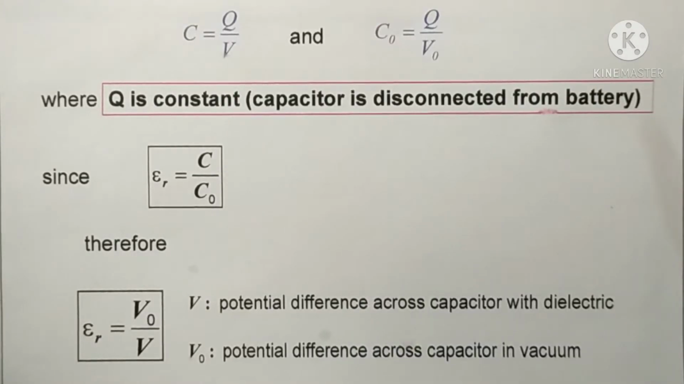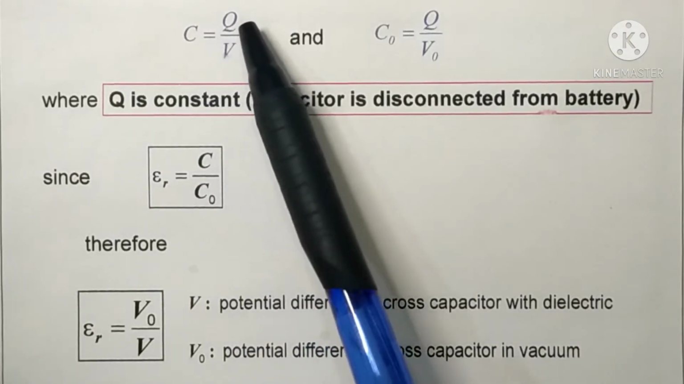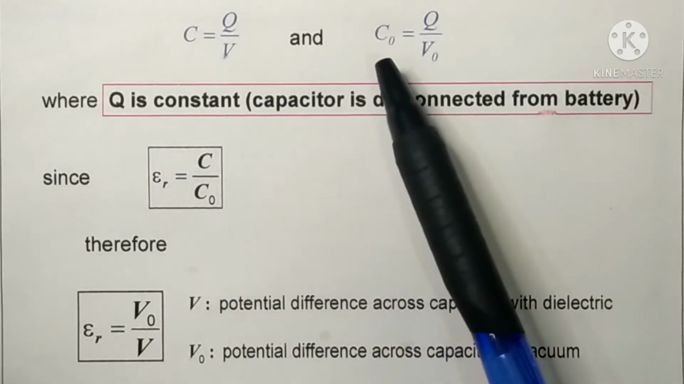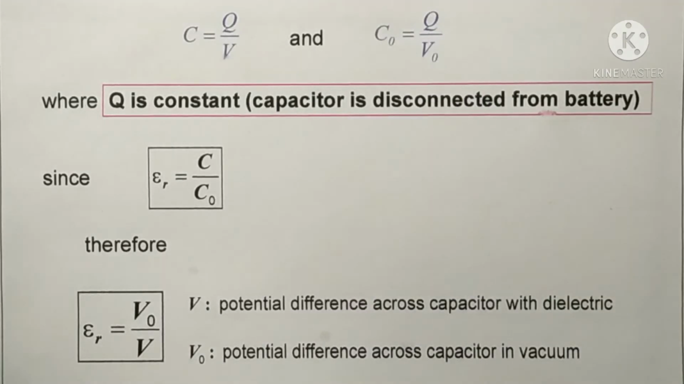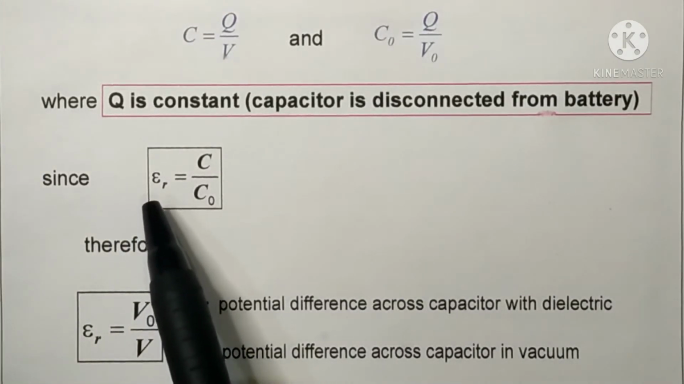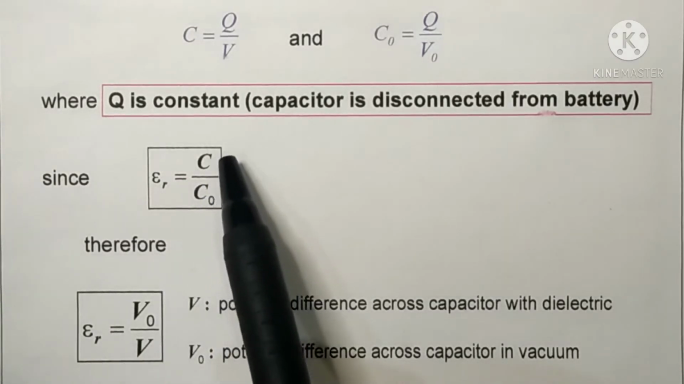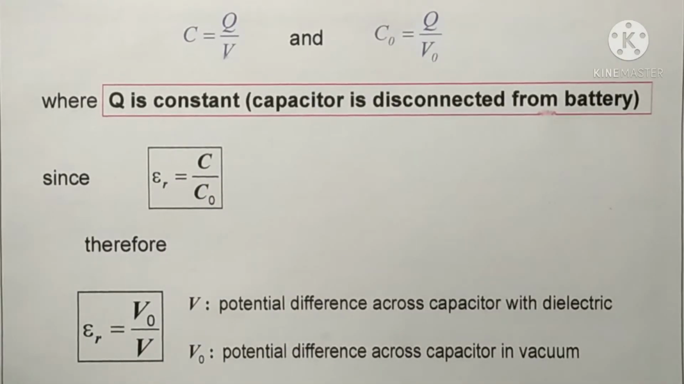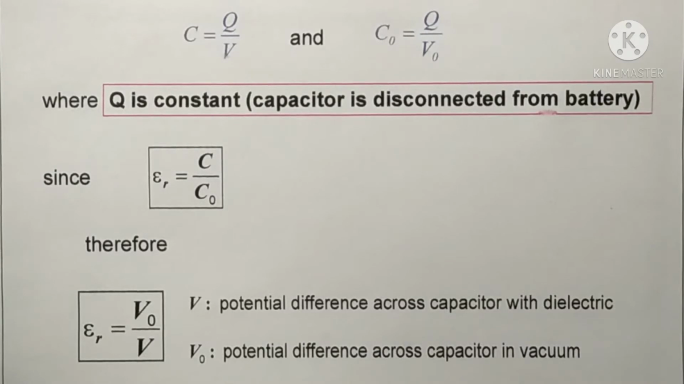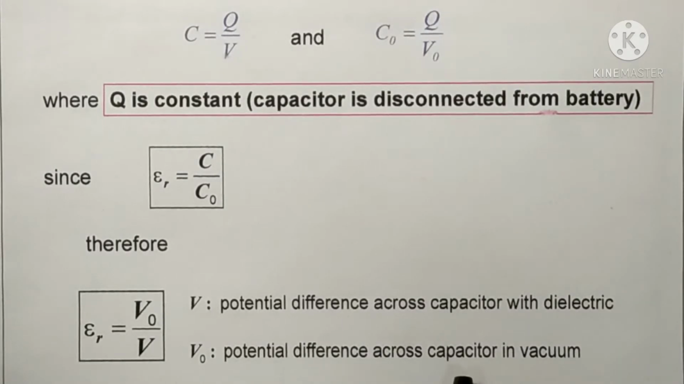From the definition of capacitance, C equals Q over V and C naught equals Q over V naught, where Q remains constant because the capacitor is disconnected from the battery. Since the dielectric constant epsilon R equals the ratio of C over C naught, it equals V naught over V, where V is the potential difference across the capacitor with dielectric and V naught is the potential difference across the capacitor in vacuum.